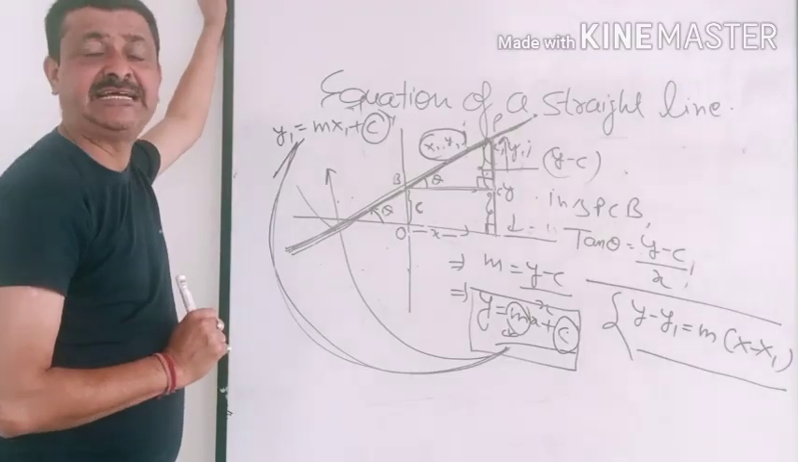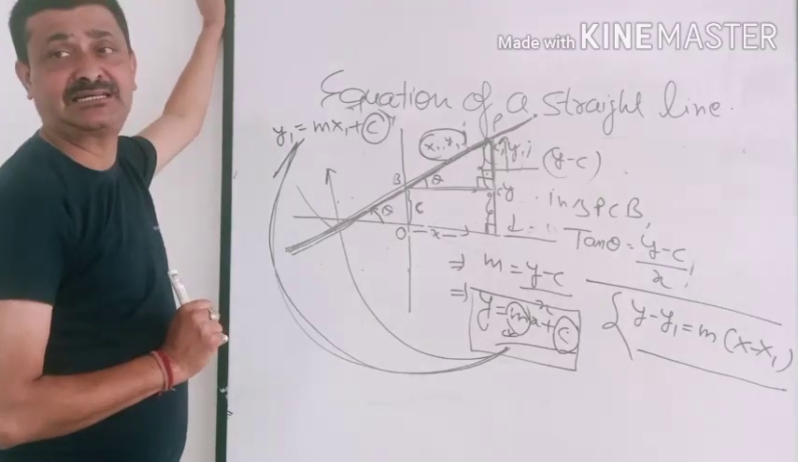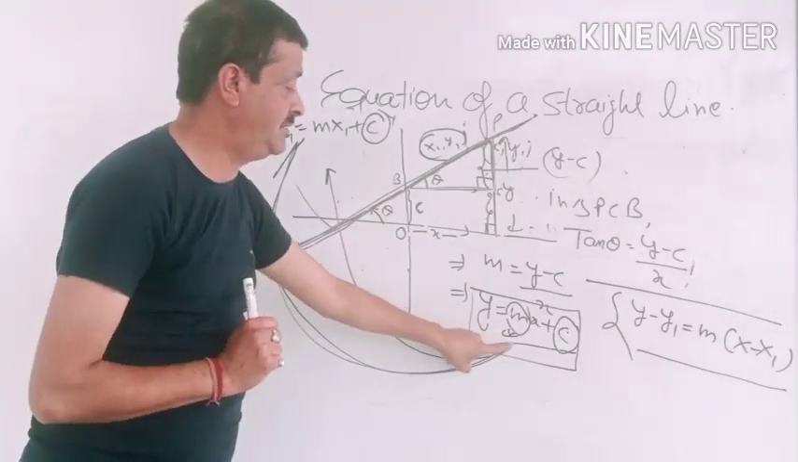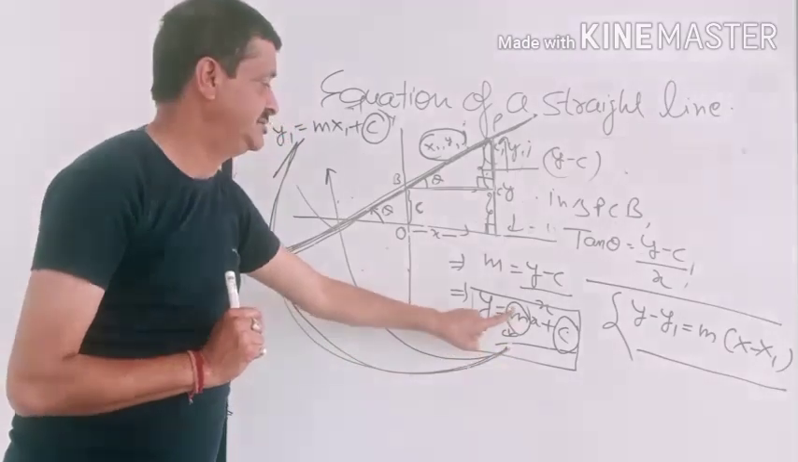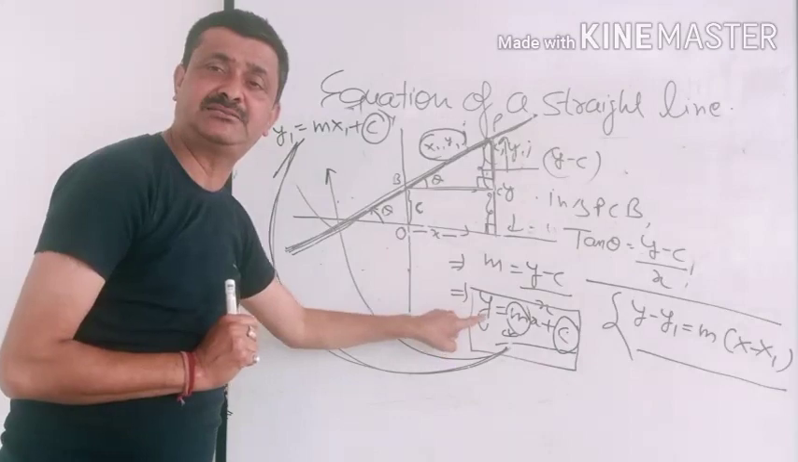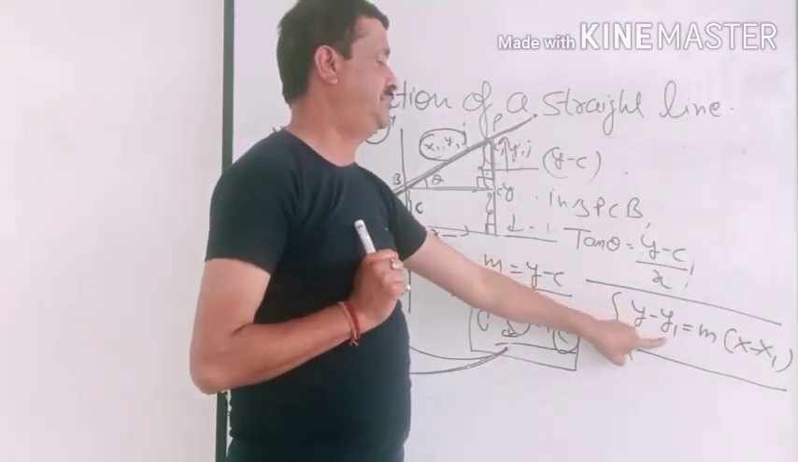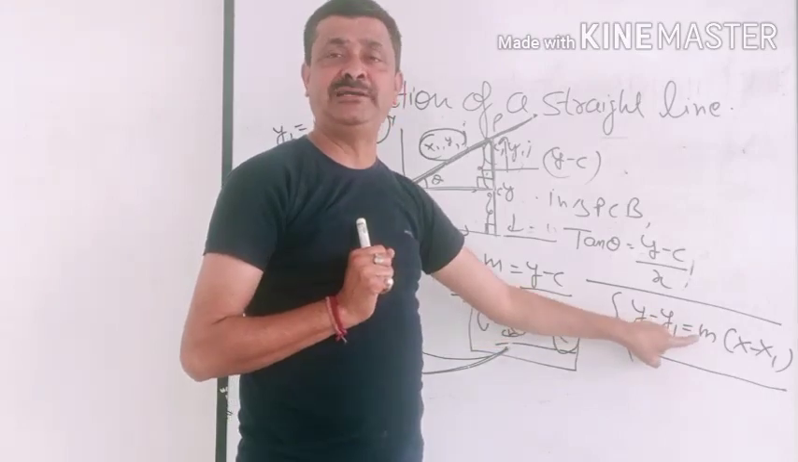So this is the second standard form of a line: y minus y1 is equal to m times x minus x1. You have to remember this, and y is equal to mx plus c is the first form of a line. When you know m and c, use this to find the relation between x and y. Or if you know a particular point and the slope of a line, use this to find the equation of a line.